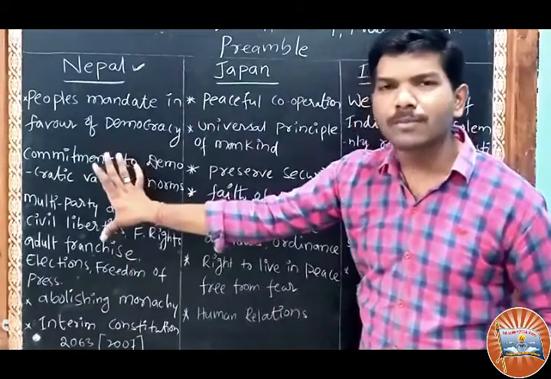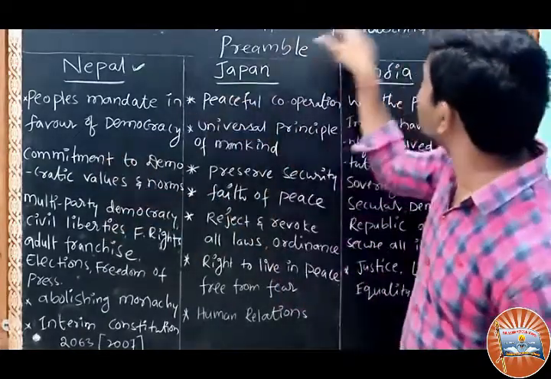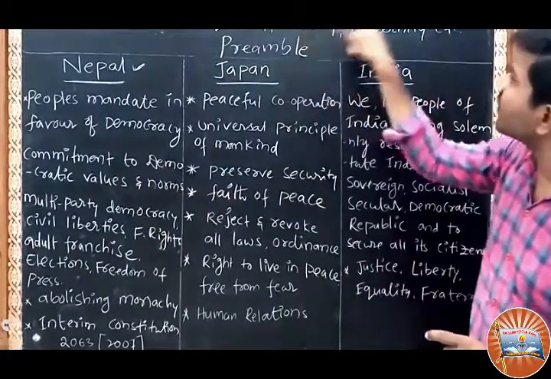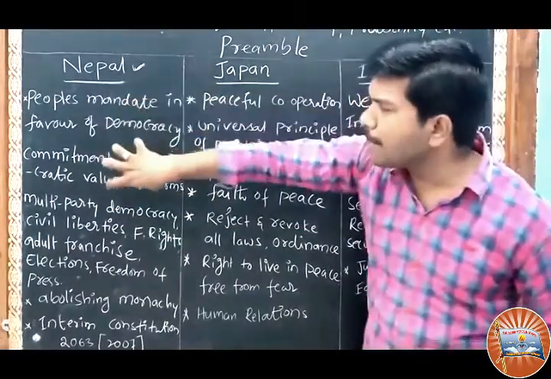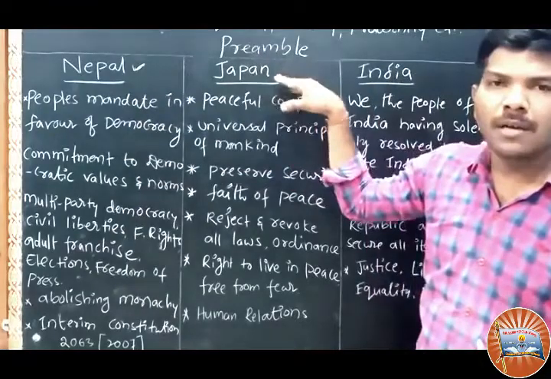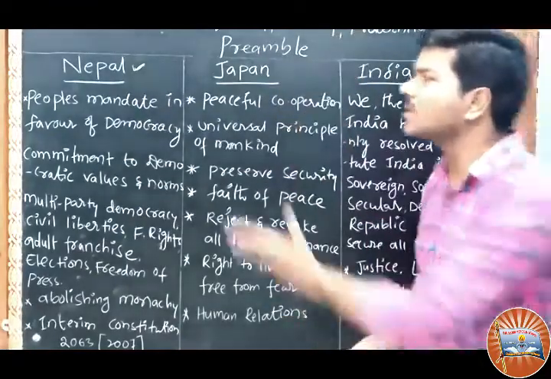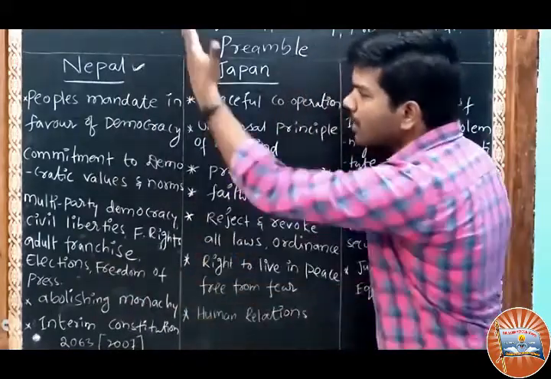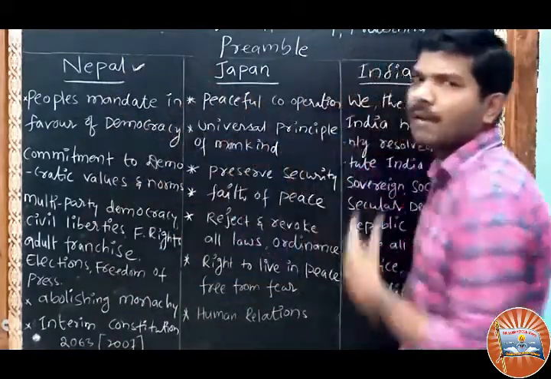So what did we observe? These are the faith and aspirations of the Nepal people. They fulfilled it. The faith and aspirations of the Nepali people we can see in the preamble. The majority of the Nepal people want these things in their constitution, in their country. So that's why they made this kind of preamble.